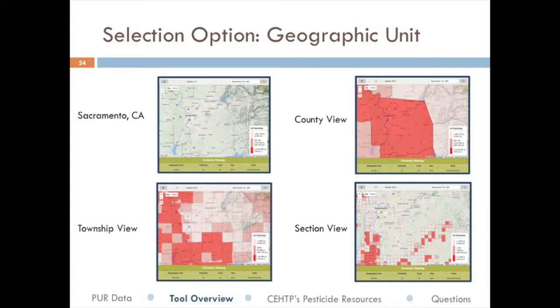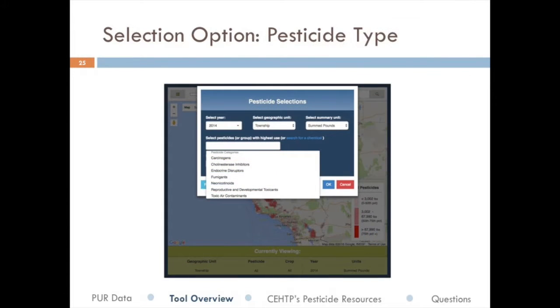Next, we have the pesticide selection. The default is all pesticides. In this drop-down menu, the first 7 options are categories, or pesticide groups. They are carcinogens, cholinesterase inhibitors, endocrine disruptors, fumigants, neonicotinoids, reproductive and developmental toxicants, and toxic air contaminants. The list of chemicals for each of the groups can be found on our website on the About the Data page.